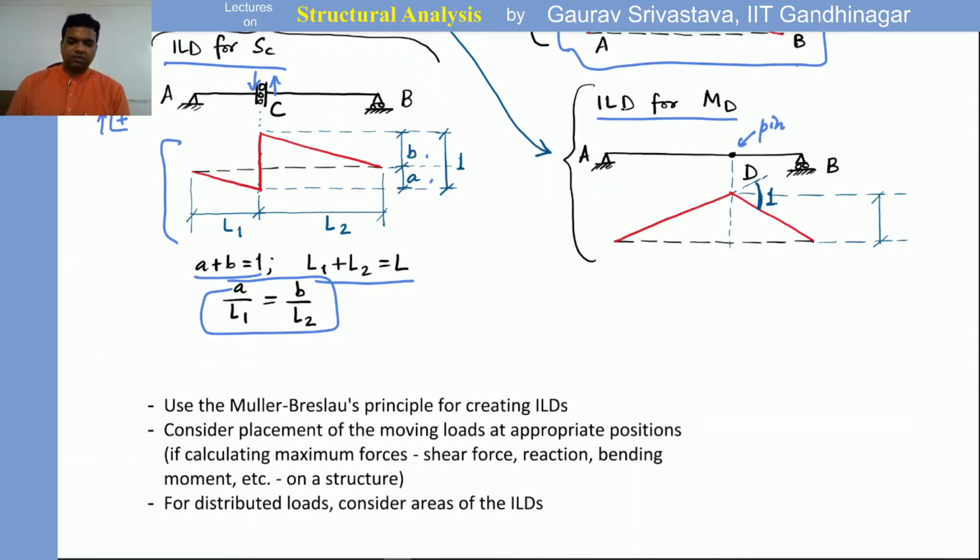Then if we are interested in calculating, let's say, maximum forces on a structure, we would want to place the unit load or the actual load which is passing at locations where it will maximize the total sum. And as we saw, for distributed loads, we can consider the areas under the influence line diagrams. So in this way, influence line diagrams are a very useful way of finding maximum forces and maximum bending moments, specifically in cases where there are moving loads like a gantry girder or a bridge where vehicles are passing, etc. So in this way, we can use them.